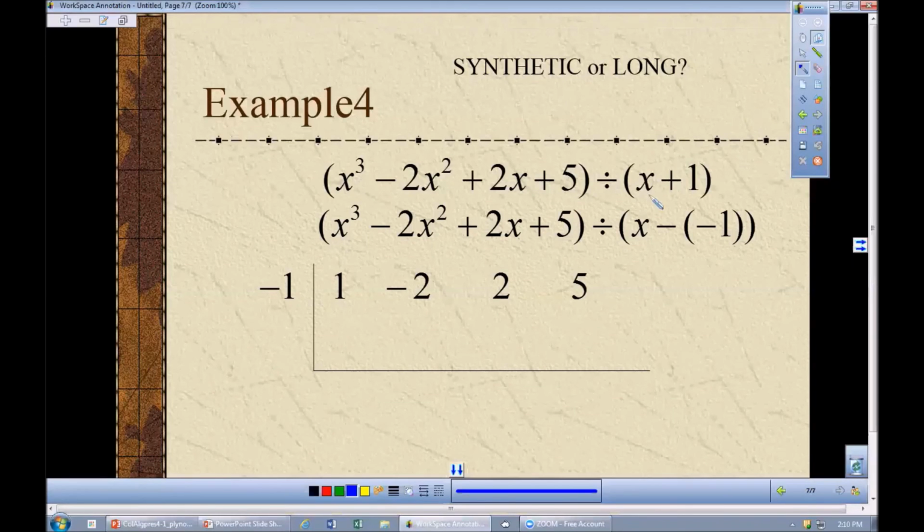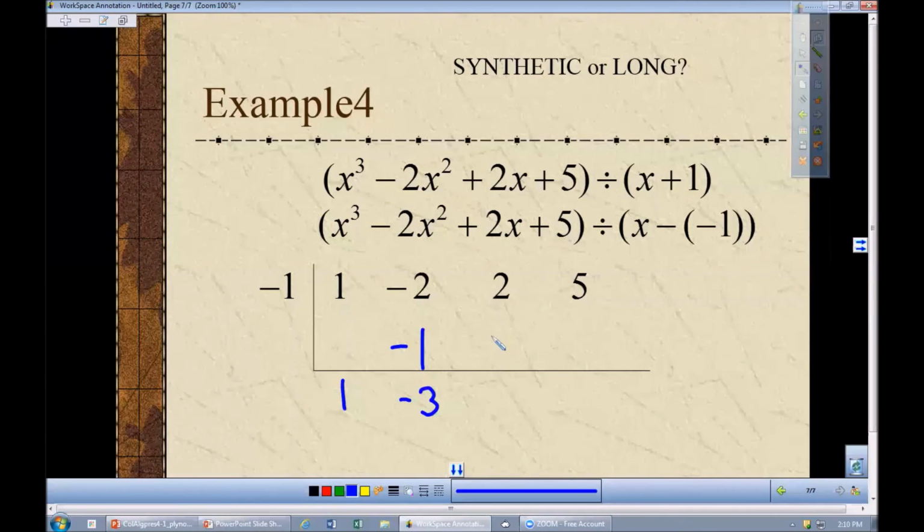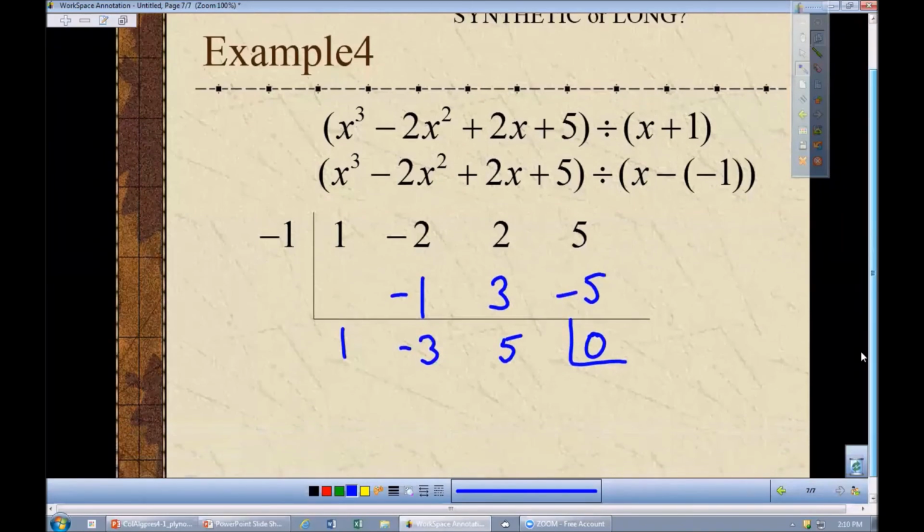Let's get at it. I add, then multiply. 1 plus 0 is 1. Negative 1 times 1 is negative 1. Add and multiply. Negative 3. When I add, negative 1 times negative 3 is positive 3 when I multiply. 2 plus 3 is 5. Negative 1 times 5 is negative 5. 5 minus 5 is 0. Hey, this time we came out with a remainder of 0.